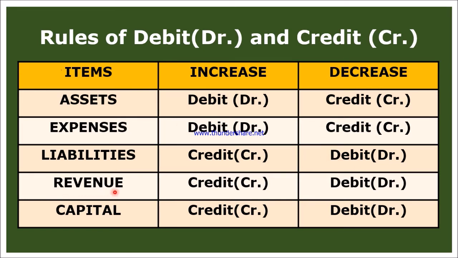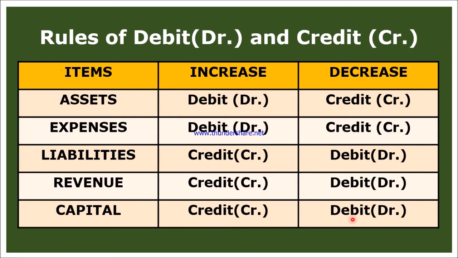Next item, it is revenue. Revenue means any income whatever that a business received from selling goods and services. If revenue increases, then credit. If revenue decreases, then debit. Next, capital. If capital increases, then credit, and if capital decreases, then debit.